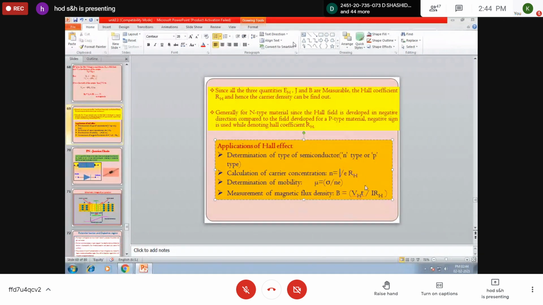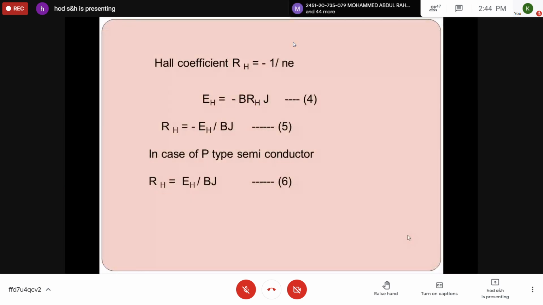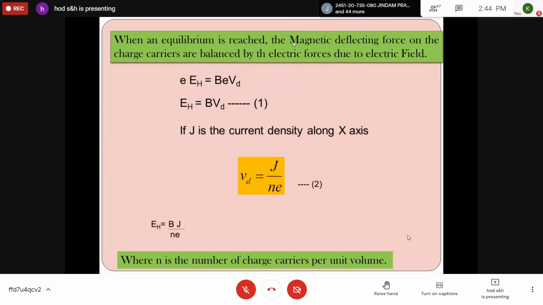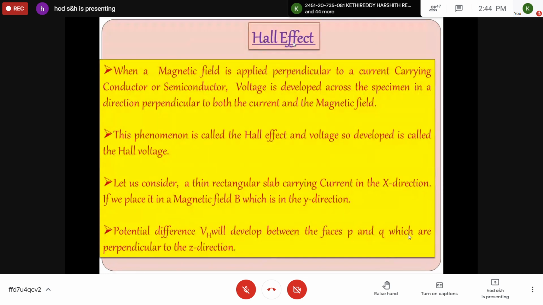Is it clear? Students, will you take a screenshot? Did you copy this screenshot? Shall I give time? Yes, sir, we'll take a screenshot, sir. Okay, one by one you take. First take this one, Hall effect.